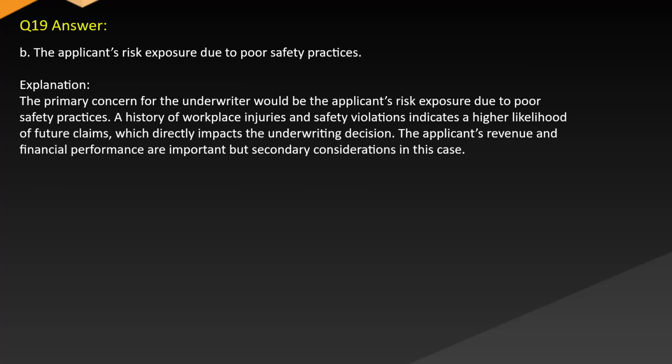Answer: B. The applicant's risk exposure due to poor safety practices. Explanation: The primary concern for the underwriter would be the applicant's risk exposure due to poor safety practices. History of workplace injuries and safety violations indicates higher likelihood of future claims, which directly impacts the underwriting decision. The applicant's revenue and financial performance are important but secondary considerations in this case.